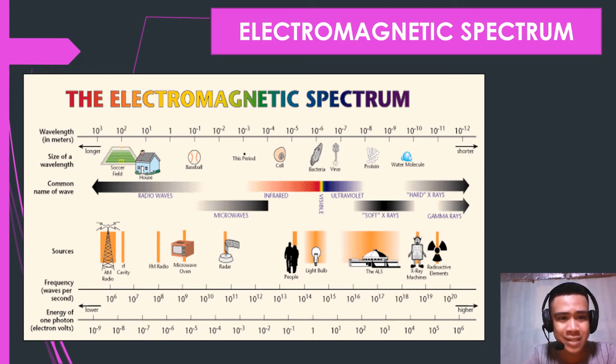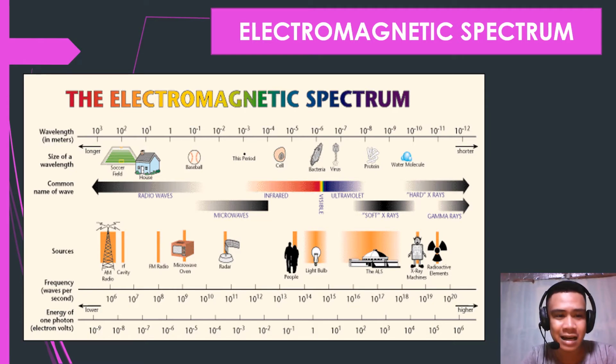When we talk about frequency, frequency is waves per second. The shortest frequency is on the radio wave with the longest wavelength, and the highest frequency is on the gamma rays, which have the shortest wavelength. Therefore, we can conclude that the longer the wavelength, the shorter the frequency, or the shorter the wavelength, the higher the frequency.